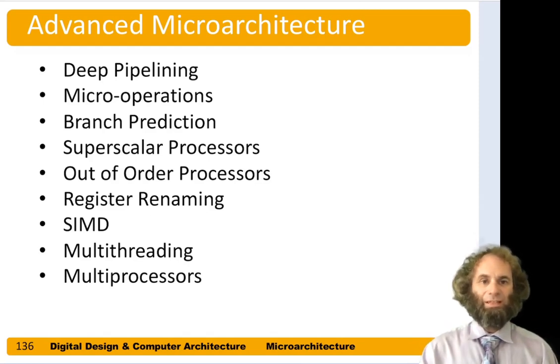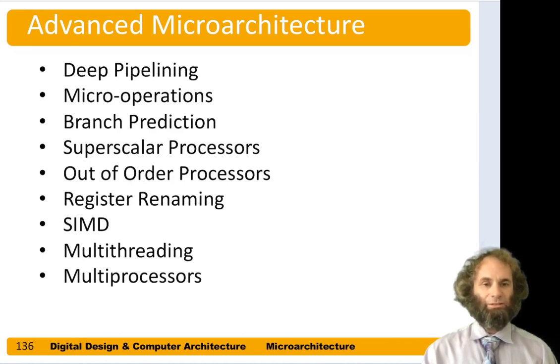So now let's take a look at many of the techniques used in modern processor design that make for really fast PCs and laptops and phones and servers and so on. Some of the techniques involve deeper pipelining. If a 5-stage pipeline is good, more stages might be better. Micro-operations for breaking complicated instructions into a sequence of simpler ones. Branch prediction to reduce the branch hazard. Superscalar processors that can issue more than one instruction in any cycle.